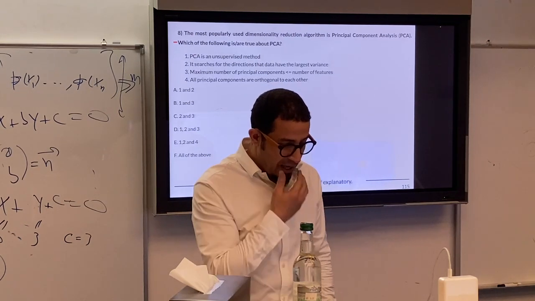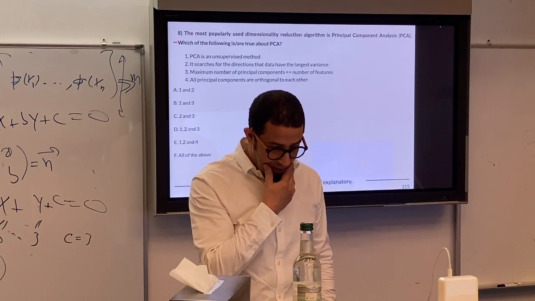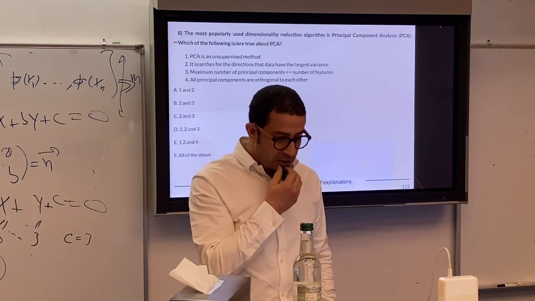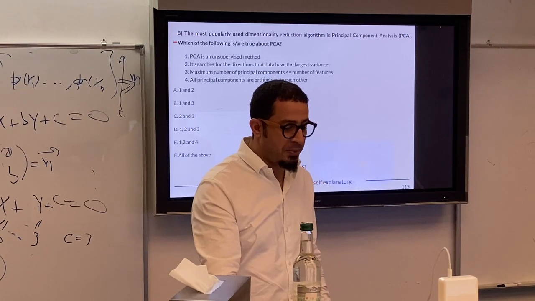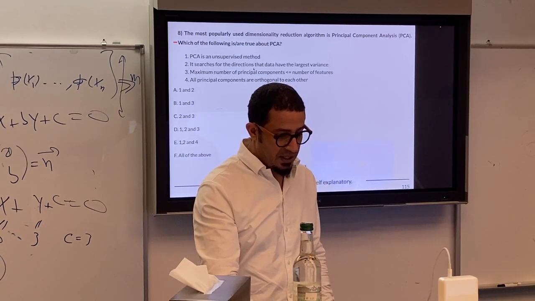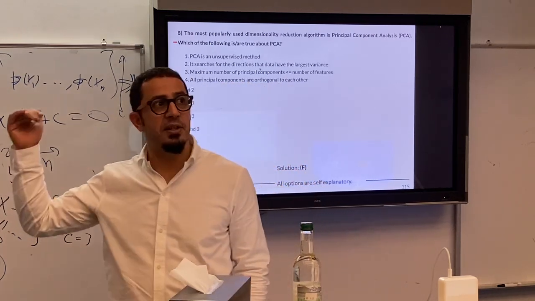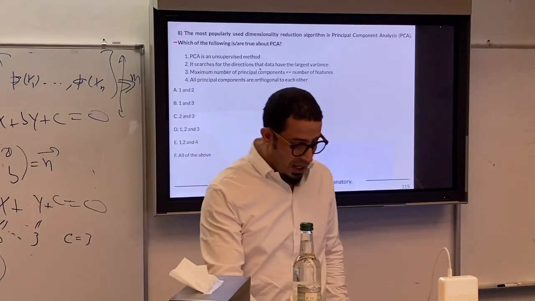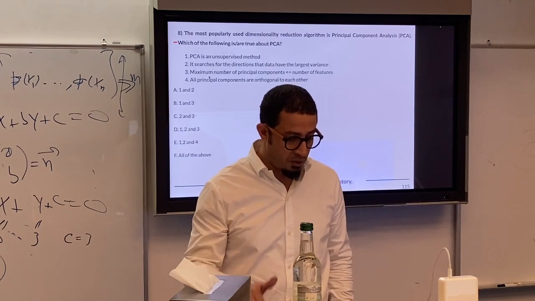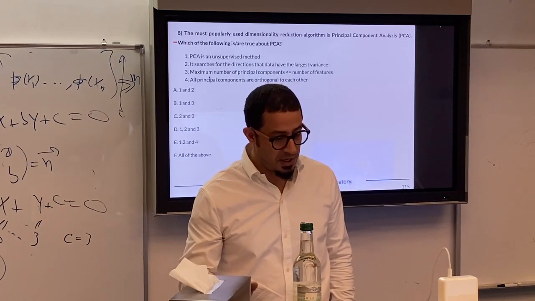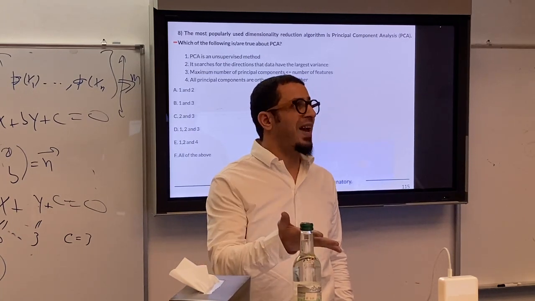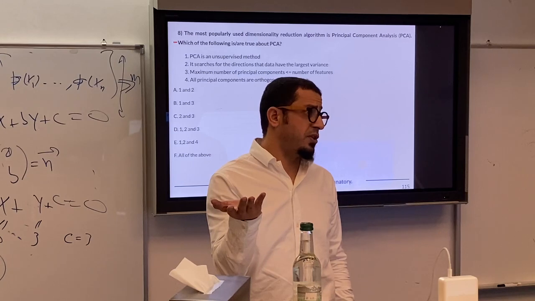The last one here: the most popular dimension reduction algorithm is PCA. Which of the following is or are true about PCA? PCA is unsupervised, correct. It searches for the direction in which the data have the largest values. True. The maximum number of principal components is always less than or equal to the number of features. Yes, correct, because the number of eigenvectors is the number of features.